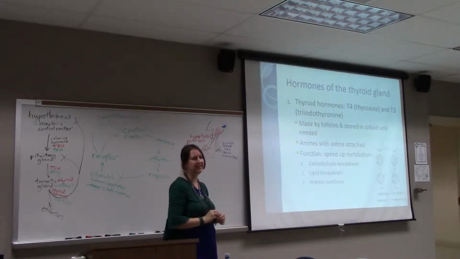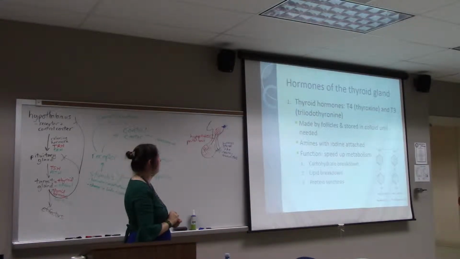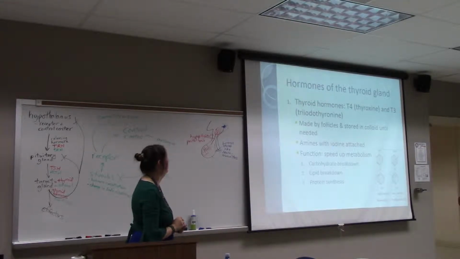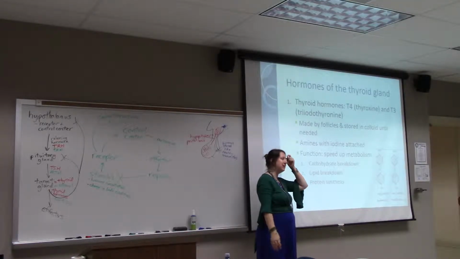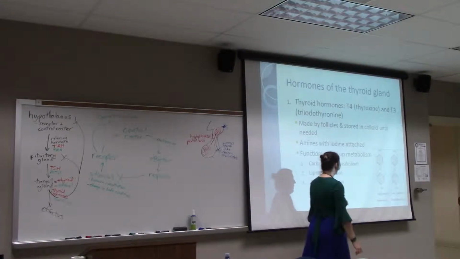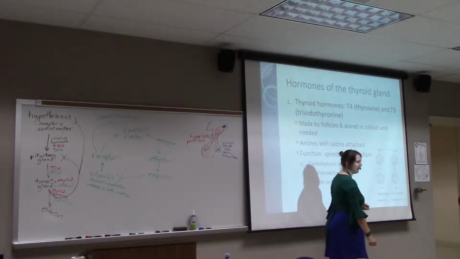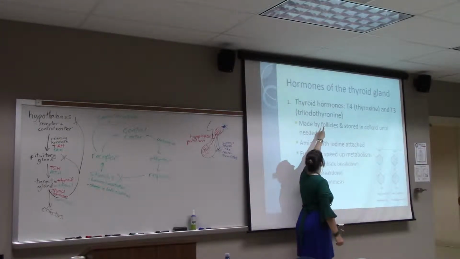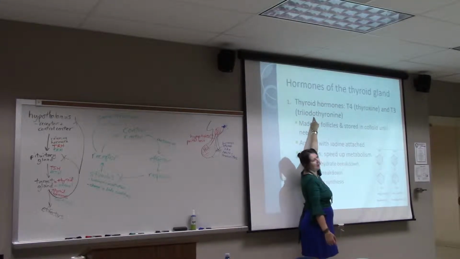From the follicle cells, we get the thyroid hormones. Their names are thyroxine and triiodothyronine. Thyroxine just means amine from the thyroid. We call it T4 because it has 4 iodines attached to it. Triiodothyronine means the thing from the thyroid that has 3 iodines.